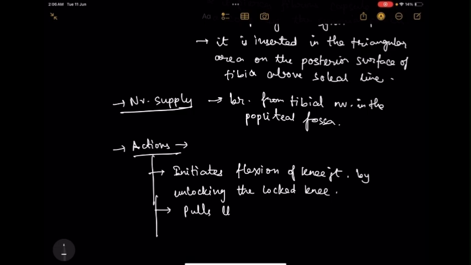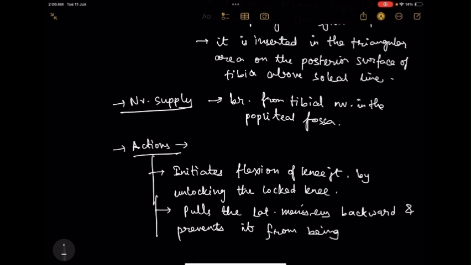pulls the lateral meniscus backward and prevents it from being trapped at the beginning of flexion.